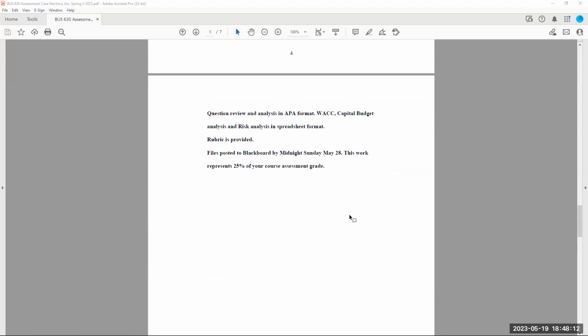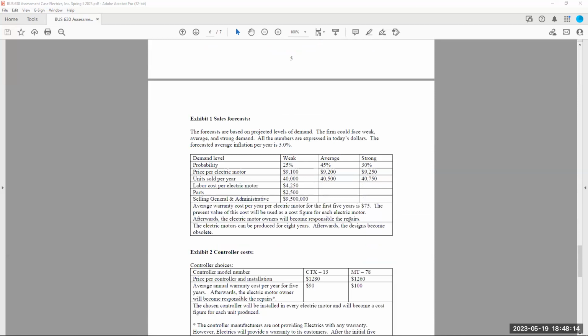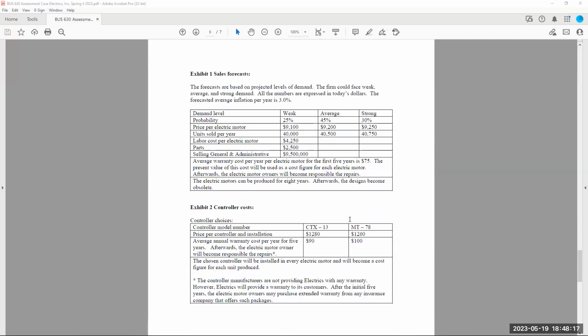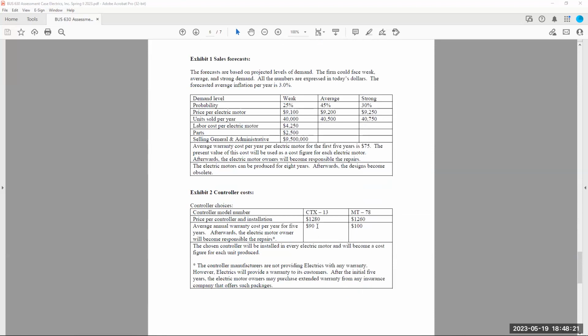Well, here's the cost of the controller per exhibit 1 and 2. The cost of the controller is $1,280 plus the warranty of $90. So what you're going to have to do is determine the sensitivity variable amount by recalculating the variable cost, not for your base case analysis, but for your sensitivity analysis.